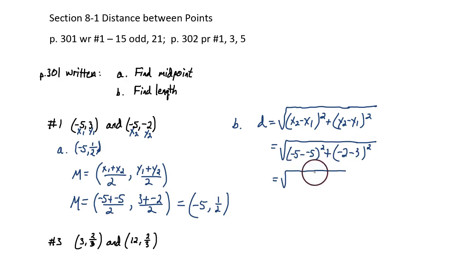Now let's work to simplify. -5 subtract -5 makes 0. -2 subtract 3 is -5. Next step. 0 squared is 0. -5 squared is 25. So 0 plus 25 makes a 25 in the radical. Final step, the square root of 25 is 5. So if we were to graph these two dots, they would be 5 units apart on the grid.